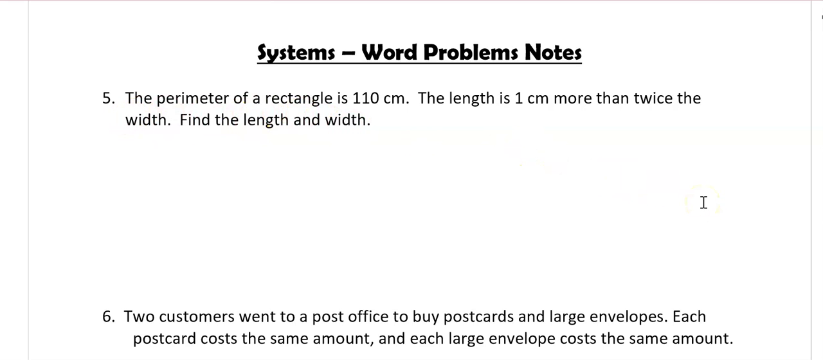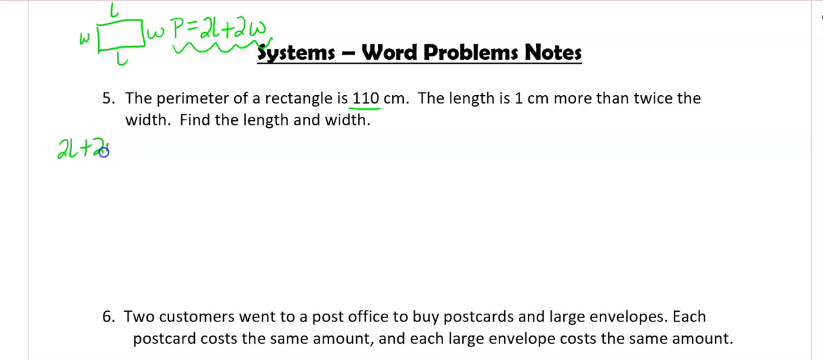So just to remind you guys, I'm going to draw a little rectangle up here. Okay. And perimeter is the distance around it. You have 2 lengths and 2 widths, which means perimeter is going to equal 2 lengths plus 2 widths. Okay, and this is very, very key. You will see this a lot on these types of problems. So the perimeter is 110 centimeters. So I know that 2 lengths plus 2 widths equals 110 centimeters.